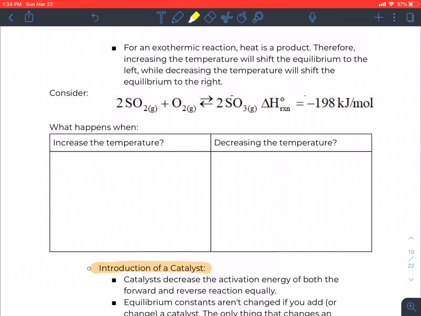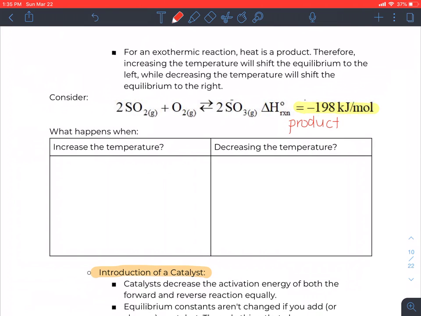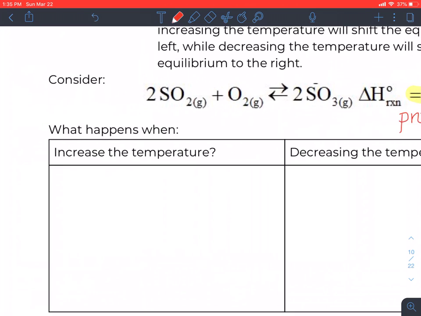Okay, so let's consider this reaction here. We have an exothermic reaction, and so we would think of heat on the product side, because heat is being released. So what happens when we increase the temperature? Think of this as a product, and if it helps for you to rewrite that entire reaction, do it. But if we increase the product, we're going to push the reaction to the left.